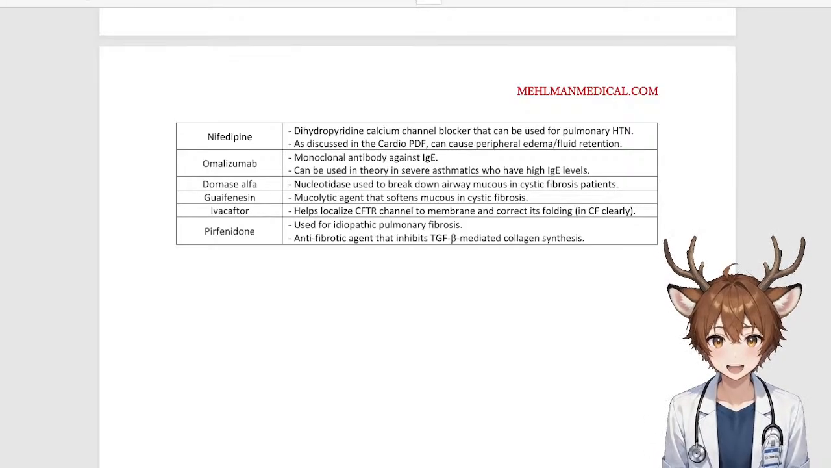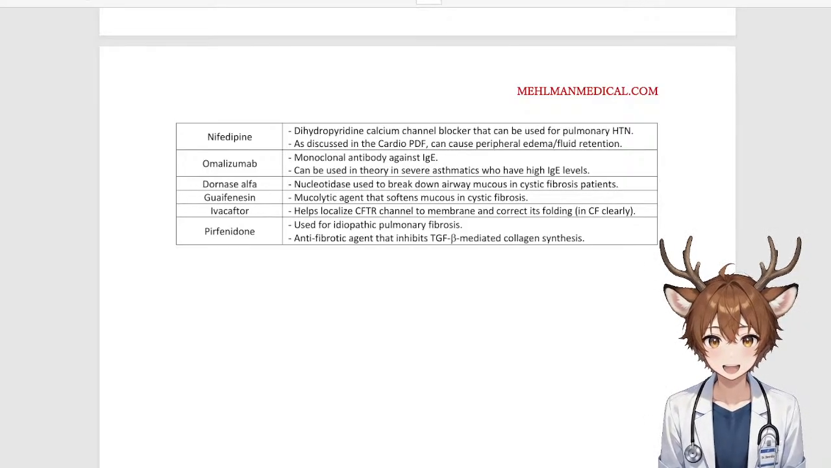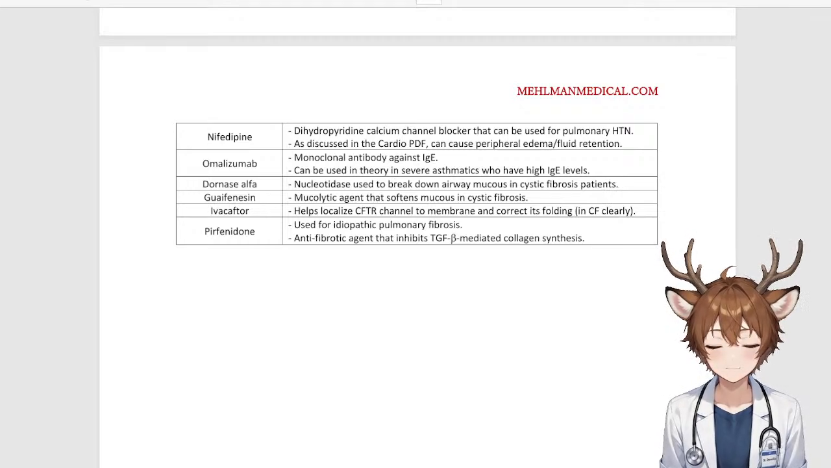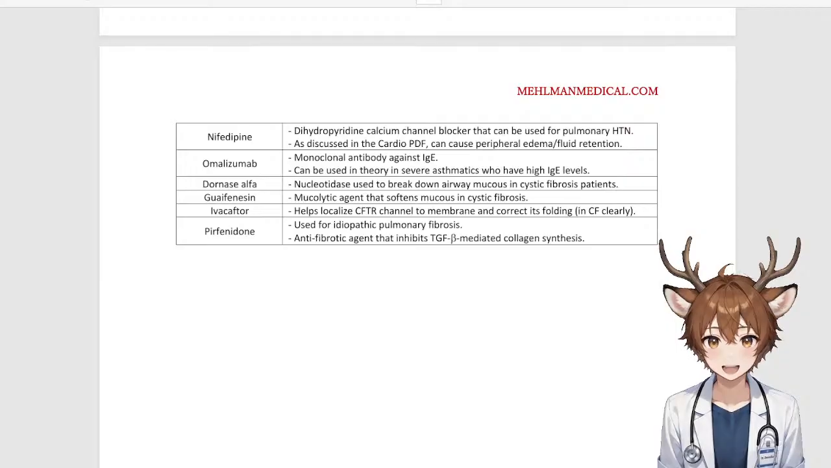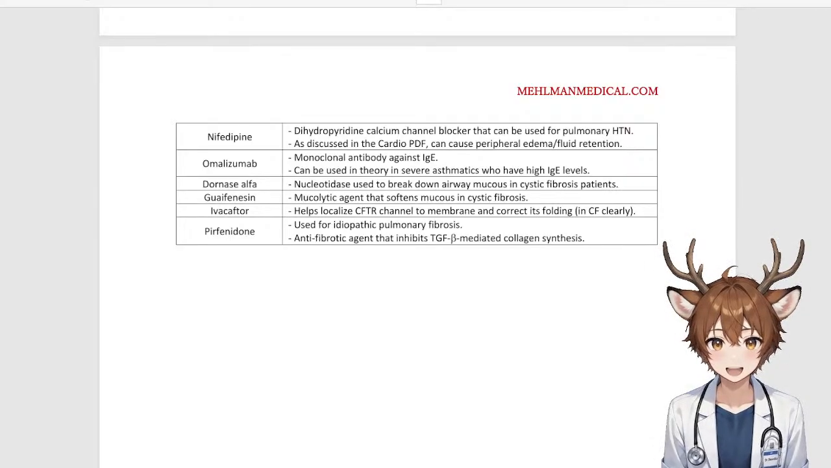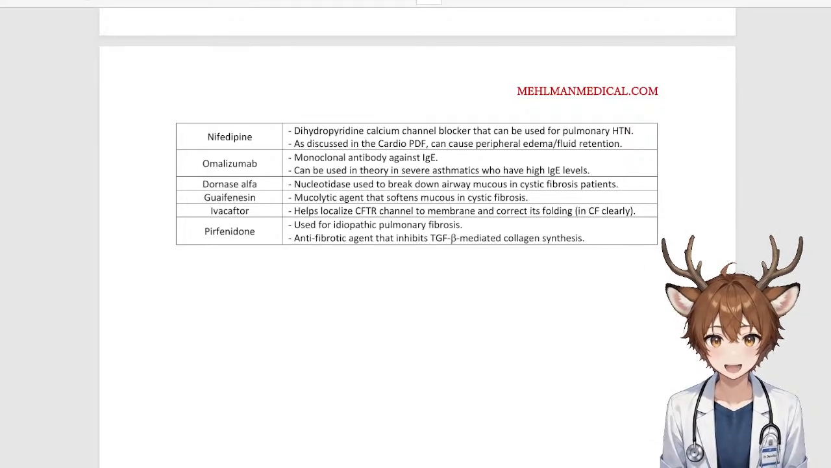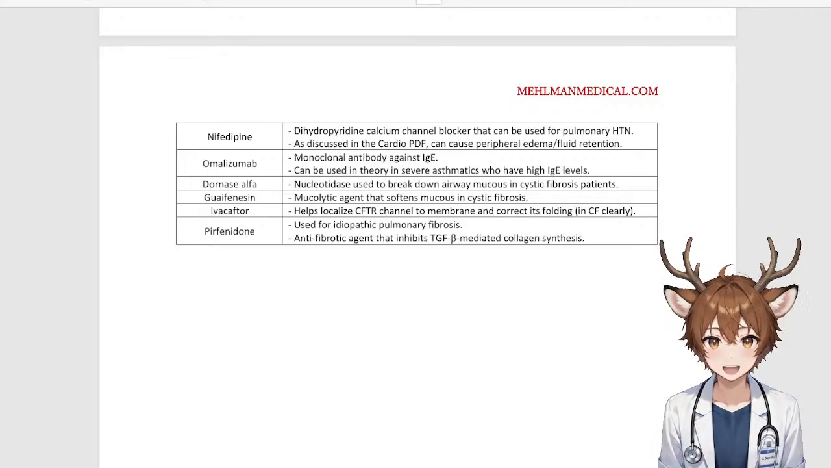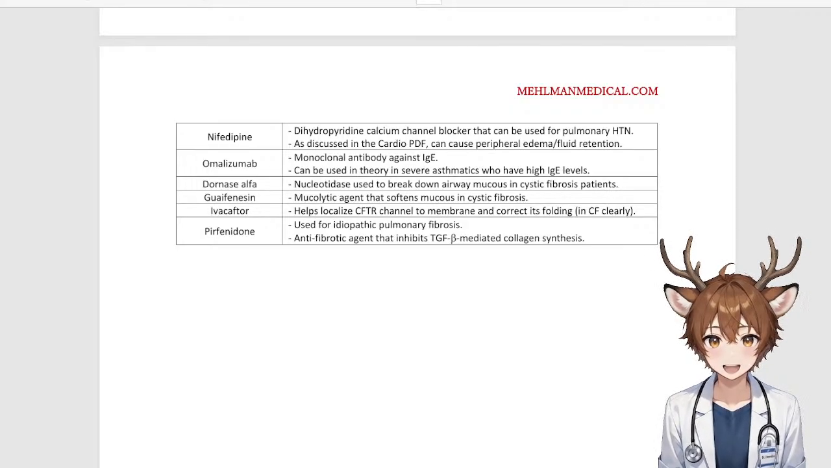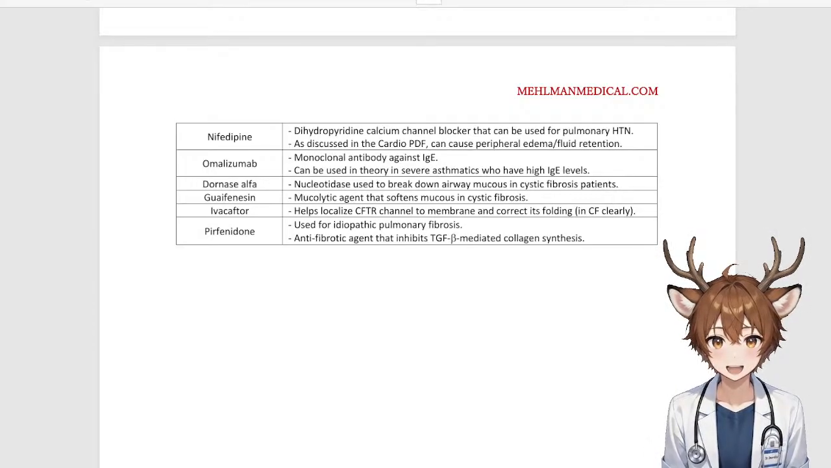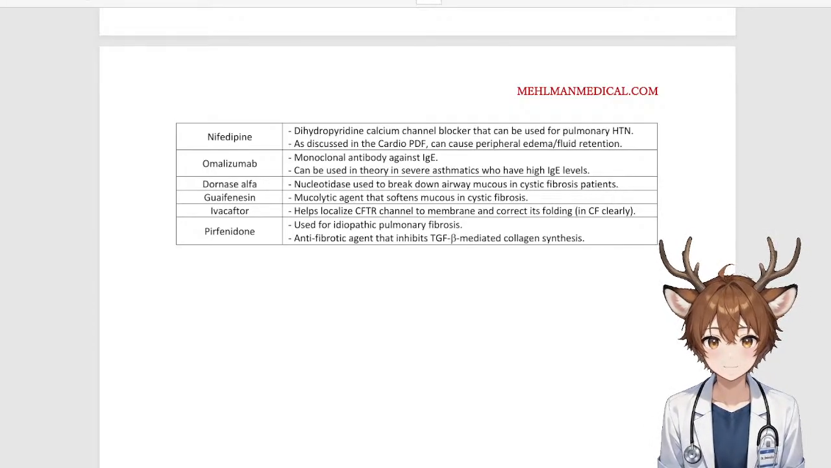As discussed in the cardio PDF, nifedipine can cause peripheral edema and fluid retention. Omalizumab, a monoclonal antibody against IgE, can be used in theory in severe asthmatics who have high IgE levels. Dornase alfa, a DNase used to break down airway mucus in cystic fibrosis patients. Guaifenesin, a mucolytic agent that softens mucus in cystic fibrosis.